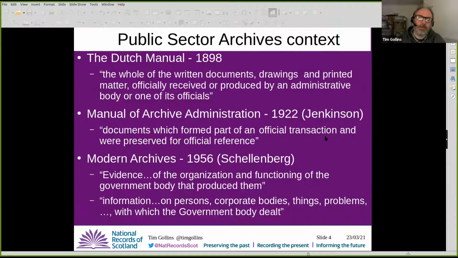Now, there's a trope that I'd ask you to think about, and it's a trope that was largely introduced by Hilary Jenkinson, and it was the concept that the archive is neutral, and indeed that the archivist, the selector of documents going into an archive, is neutral.